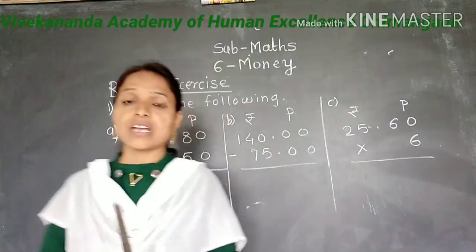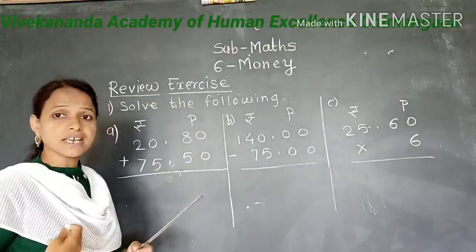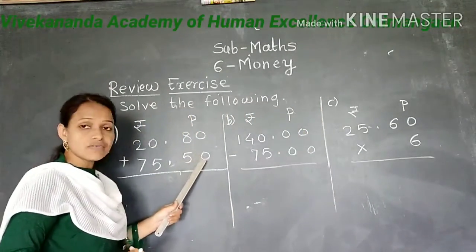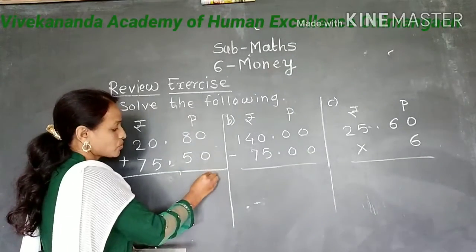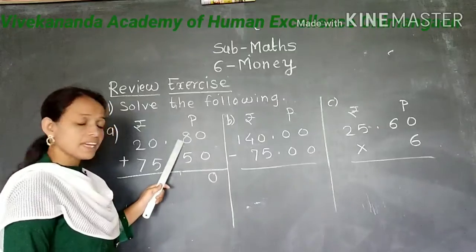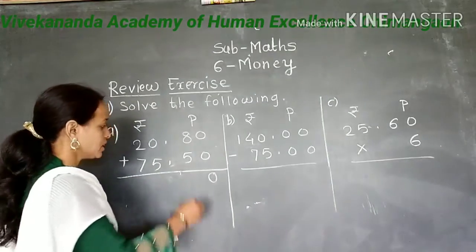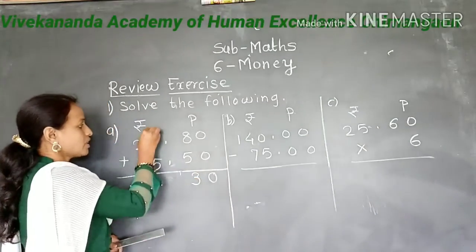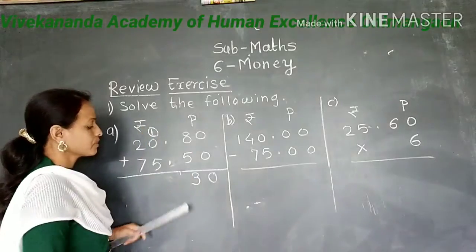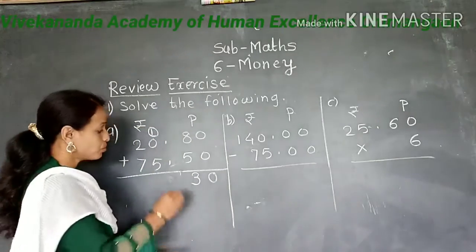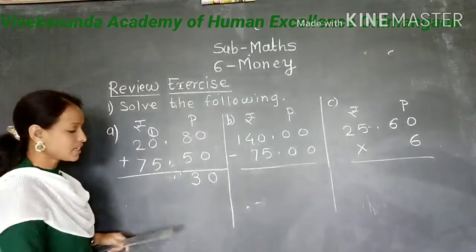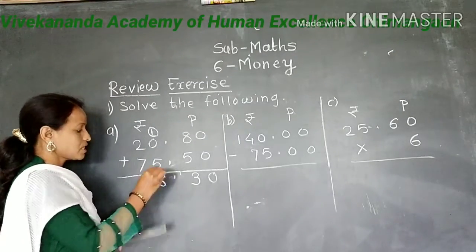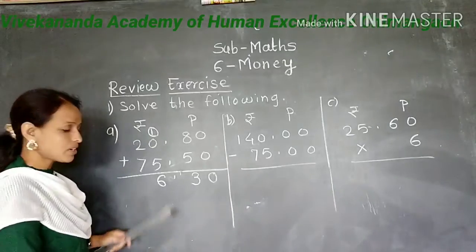So you have learned how to add the rupees and paise. So we will start from the right side. 0 plus 0, 0. So right here 0. 8 plus 5, 13. 3, carry over 1. So don't forget to put the dot. 1 plus 5, 6. And 2 plus 7, 9.